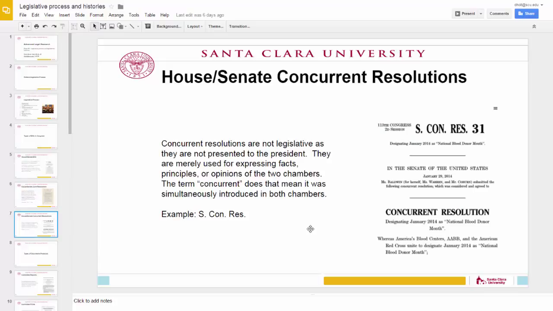There are also concurrent resolutions. These are not legislative, and so they are not presented to the President. They're merely used to express facts or sometimes to designate a month as something or other, or to commemorate an individual.